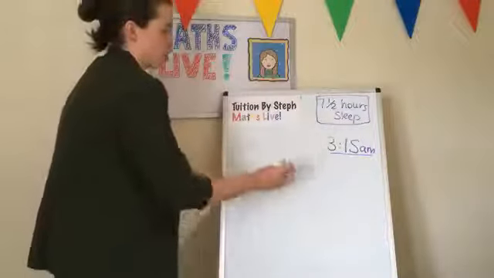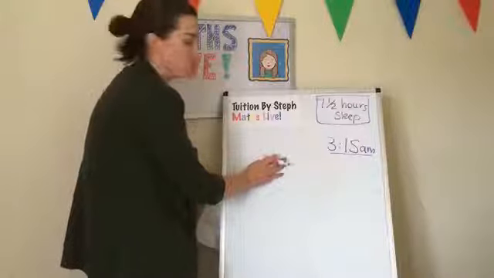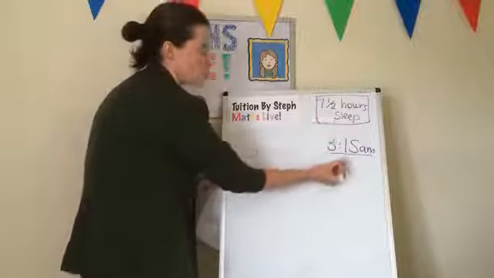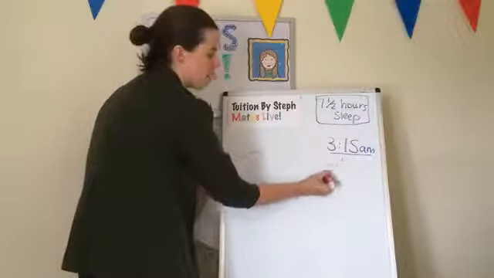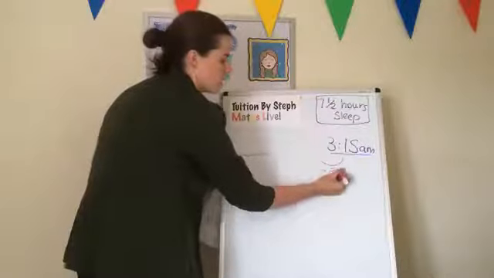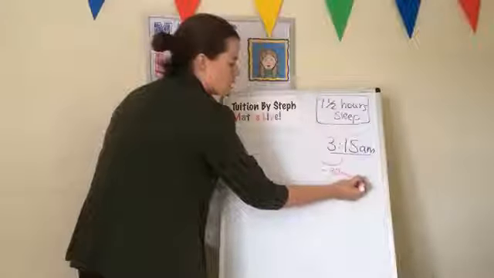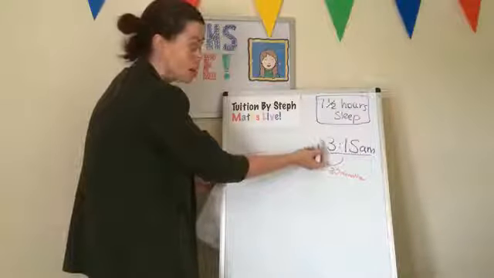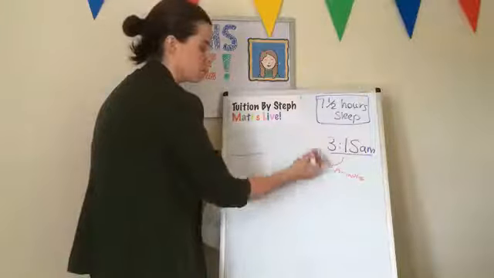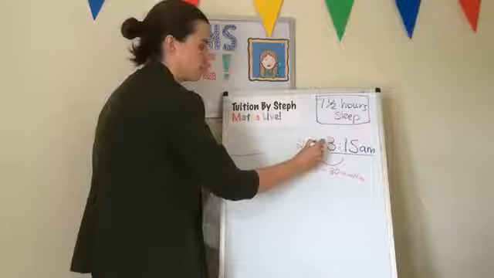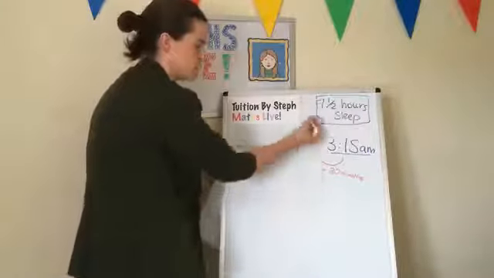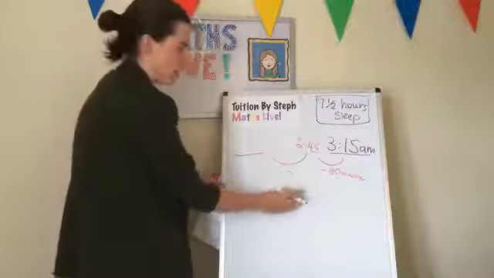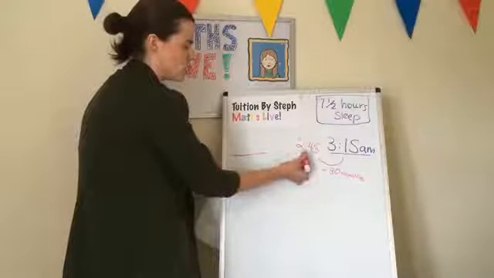So the way to do this is you need to subtract 7.5 hours. So you need to work backwards to find the time that she goes to sleep. So again, I'm going to break it up. I'm going to subtract half an hour first. So I'm going to subtract 30 minutes. If I subtract 15 minutes, that takes me to 3 o'clock. If I subtract another 15 minutes to make 30, that's 2:45. Okay, so I've done my 30 minutes, and now I need to subtract 7 hours. 7 hours from 2:45.